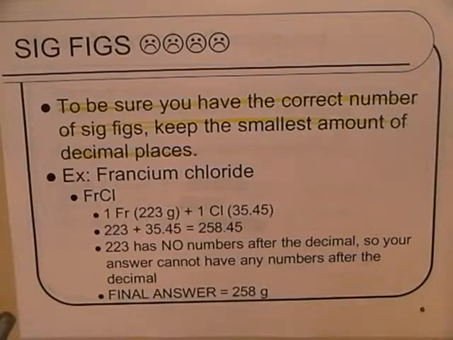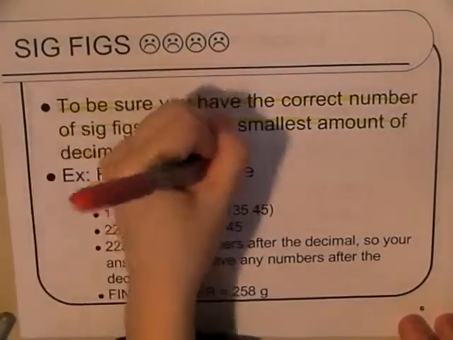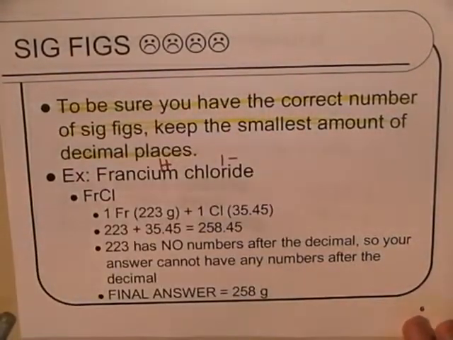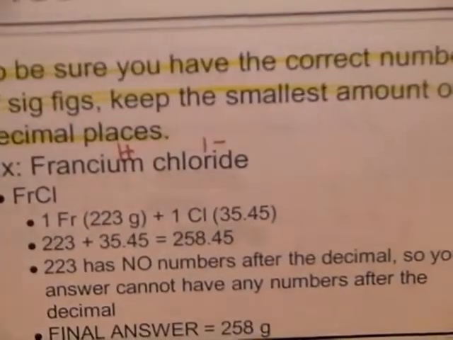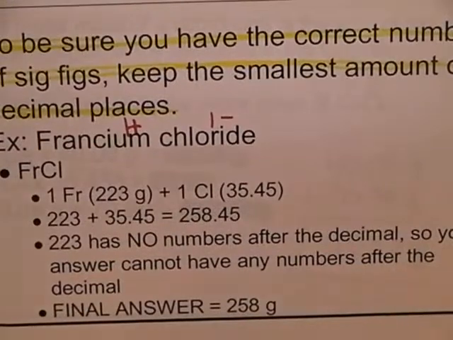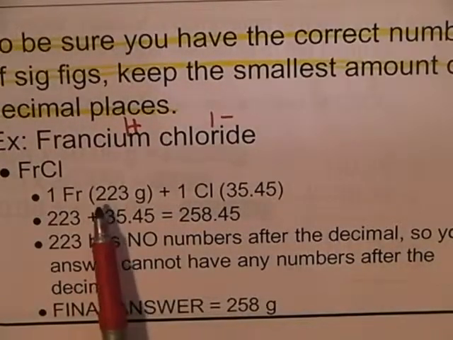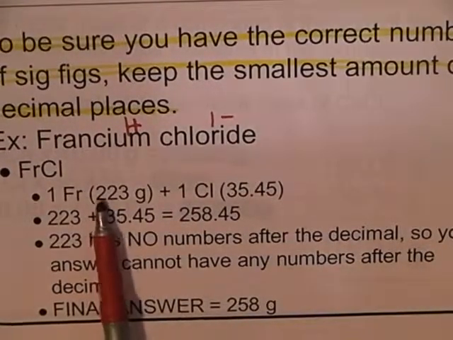Because we know francium's a +1, chlorine's a -1. So you cross them over and you get FrCl. So all you're really doing is adding 1 francium to 1 chlorine. Not bad, right? If you look up francium, this is one of those exceptions.